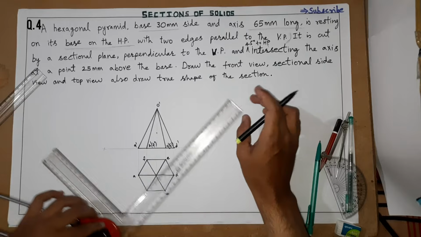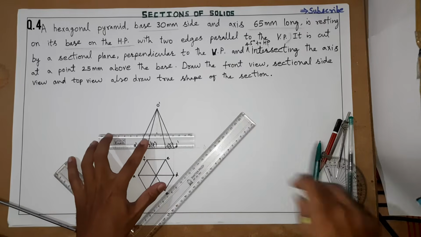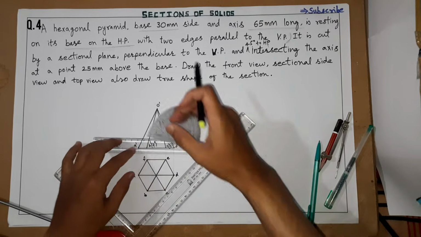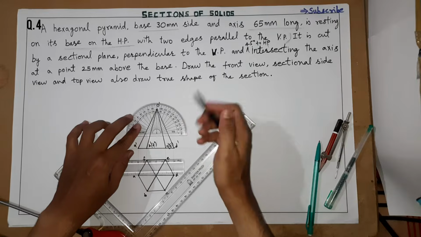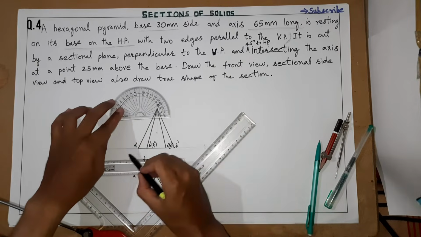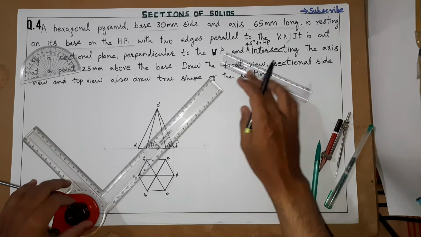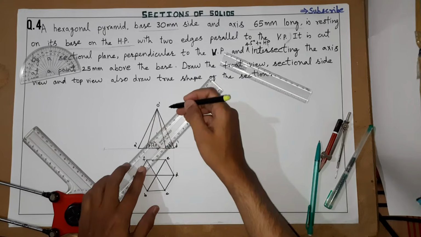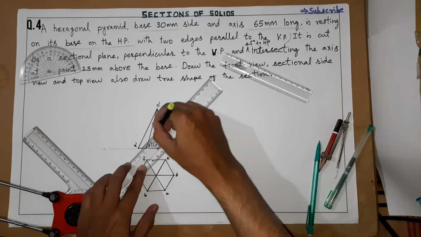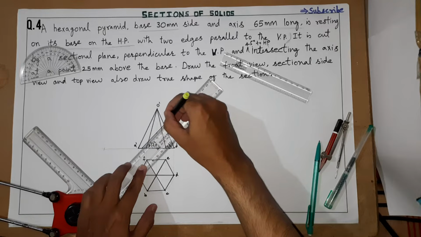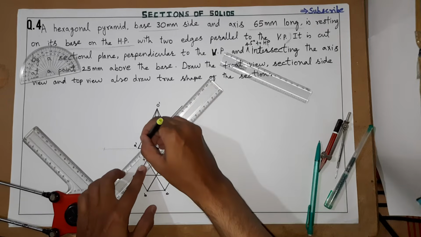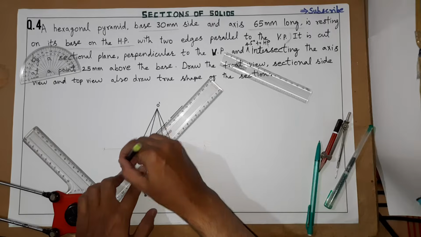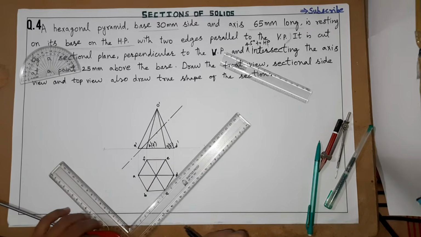You can draw a thin horizontal line here and you can use this protractor also, and you can take from here a 45 degree line like this. So you have both the choices. So here comes the cutting plane like this. The cutting plane I have drawn.